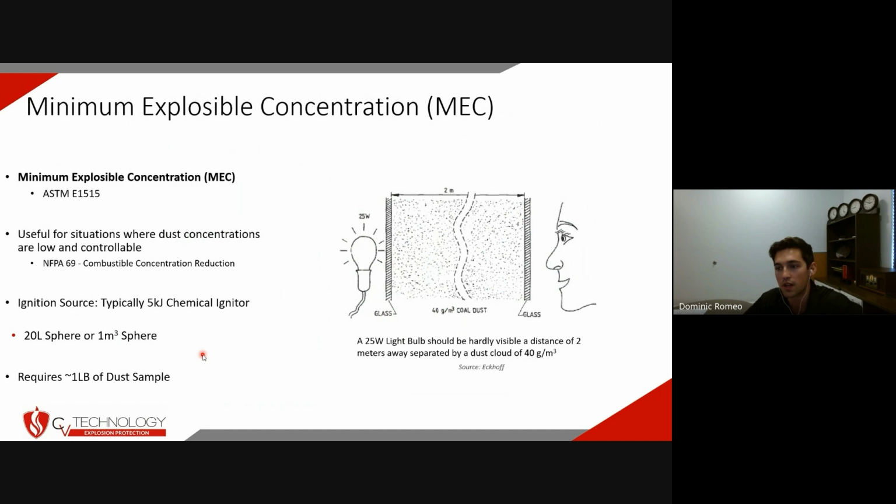So minimum explosive concentration is really useful in situations where dust concentrations are low and can be controlled. Sometimes high efficiency cyclones do not operate above the minimum explosive concentration, meaning that you will never have the amount of dust present in that cyclone to cause an explosion. So this is a very important test if you're running specific equipment where you can control your dust concentration here. And typically for this test, we need about 1 pound of dust.